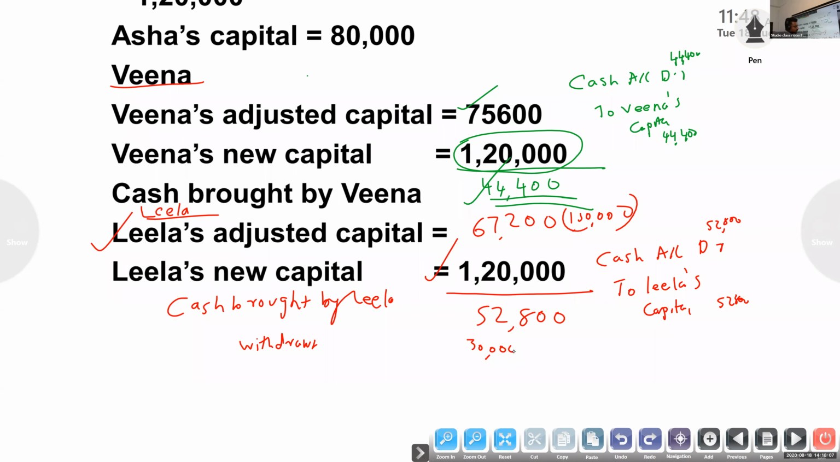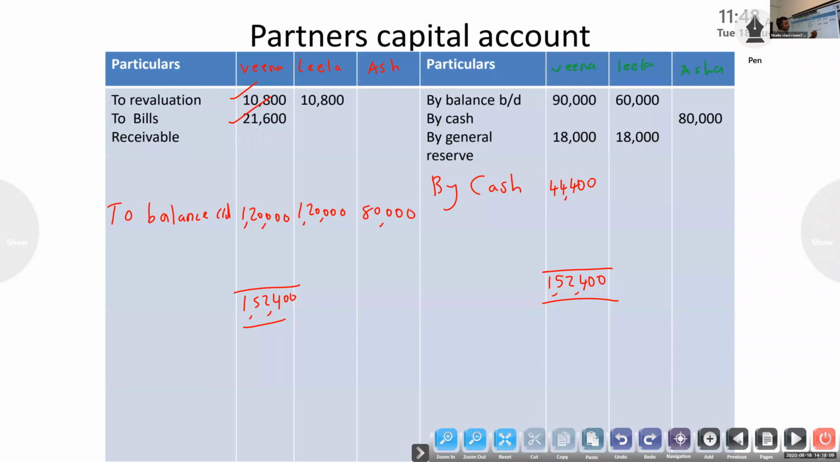Okay, same as Veena. No need to write extra by cash, we already wrote by cash. So there you can write that difference amount, 52,800. Now the calculation: 78,000 plus 52,800. Tell me, 78,000 plus 52,800. Anyone?